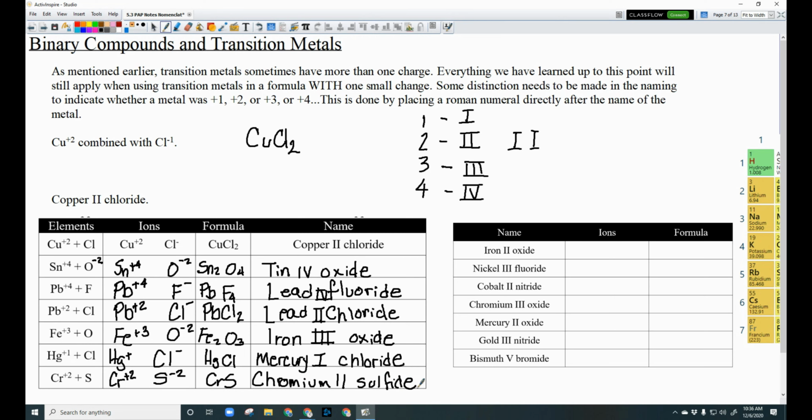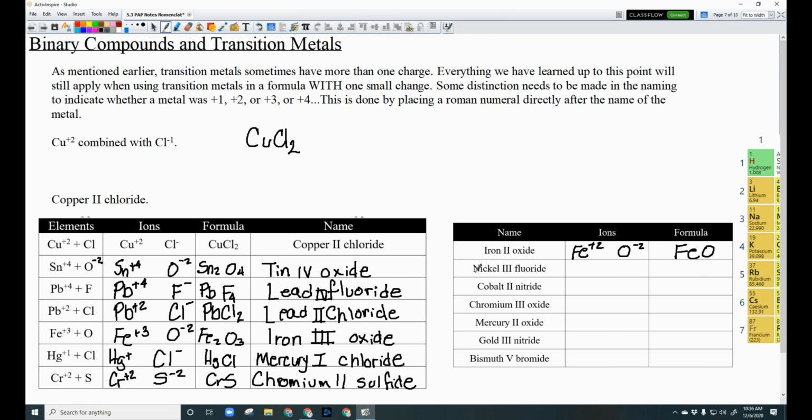All right. So now we need to go from name to formula, which again is just a little bit more difficult than going from formula to name. So here we have iron 2 oxide. So what are the ions? Iron. Now remember, this tells you the charge. So this is iron 2. Okay. Oxygen is always a -2. Okay. So we see here that these cancel out. So the formula is going to be FeO.